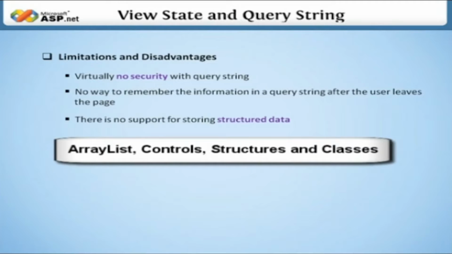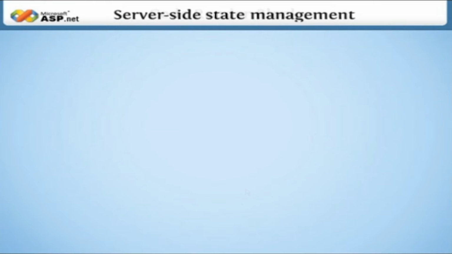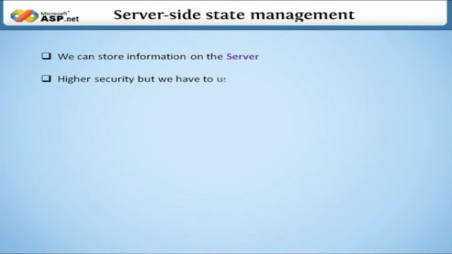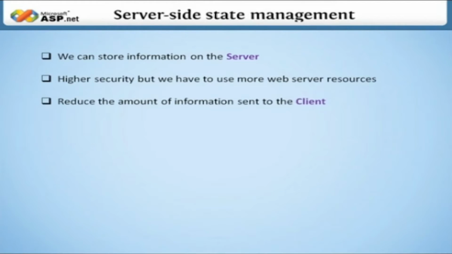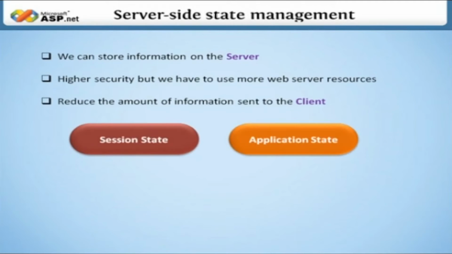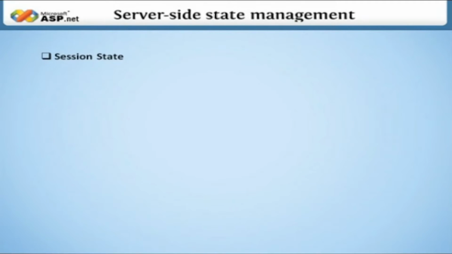Till now, we've discussed various client-side state management methods. In the next lesson, we'll talk about server-side state management. Using server-side state controls, we can store information on the server. It has higher security, but we have to use more web server resources. With the help of server-side state management, you can reduce the amount of information sent to the client in order to save the state. There are two states available in server-side state management, and they are session state and application state. Let's start with session state, shall we?